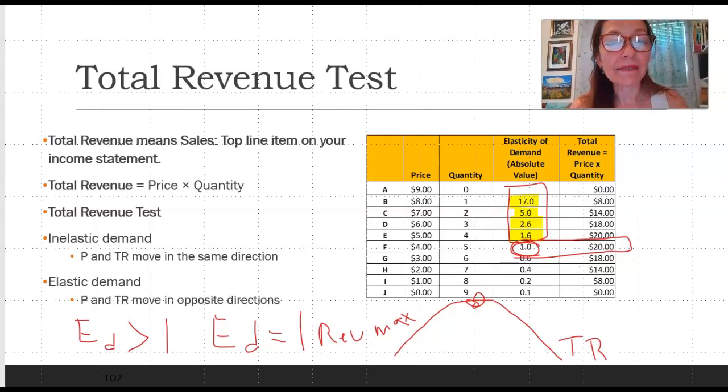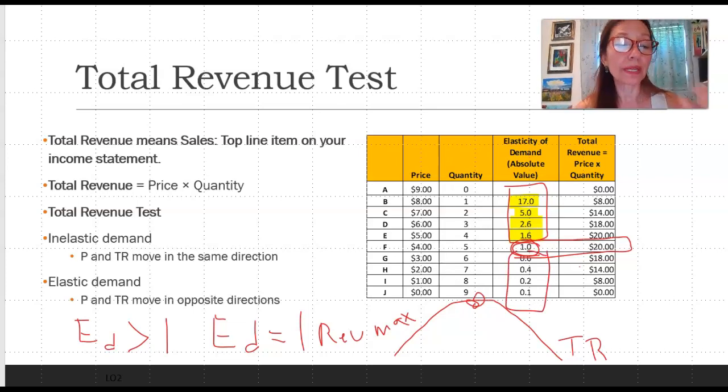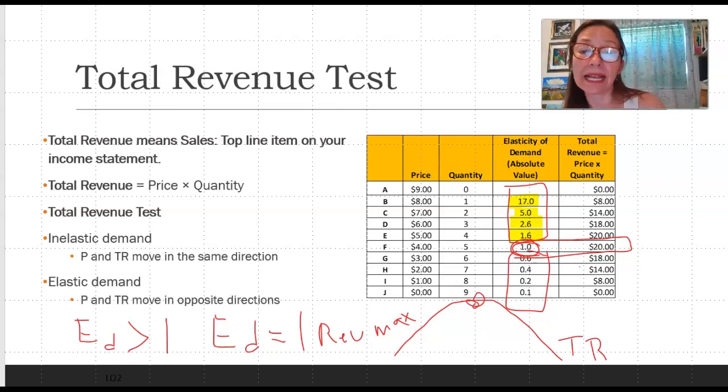As elasticity falls below 1 into this range, we see that our revenue is reducing, and now we are in the inelastic range. So inelastic range is less than 1.